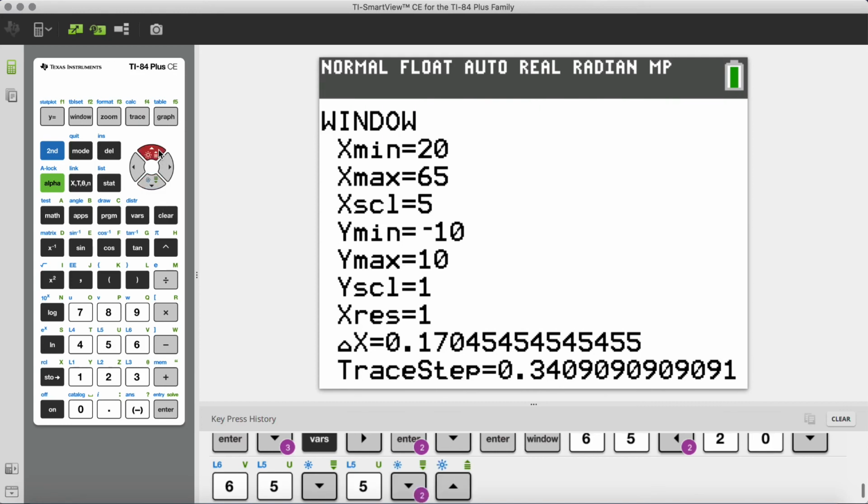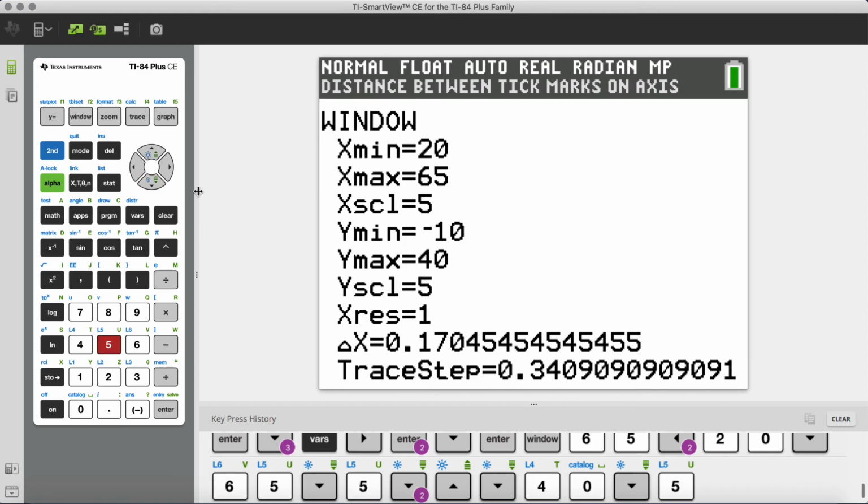Y minimum, we need to see into the negatives, so we'll go negative 10 is fine. Y maximum, it looks like 34 is the biggest on the table. My guess is it goes a little bit bigger than that. We're going to go 40. We'll also count by 5s here. Okay, graph.